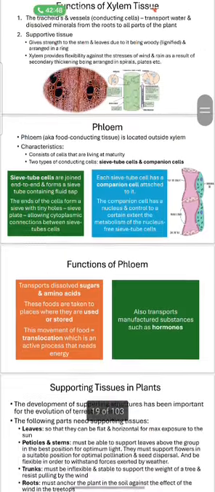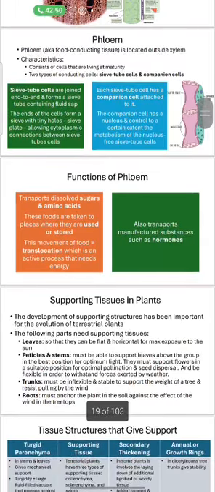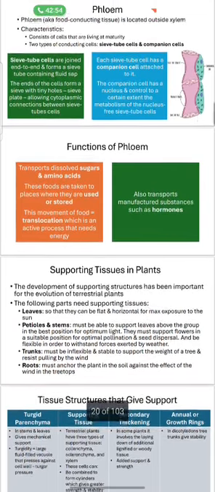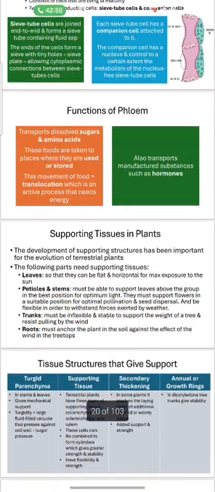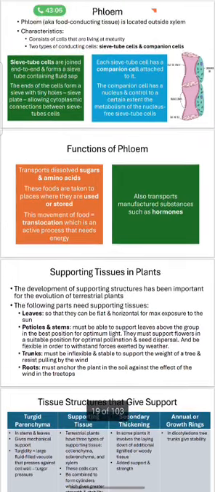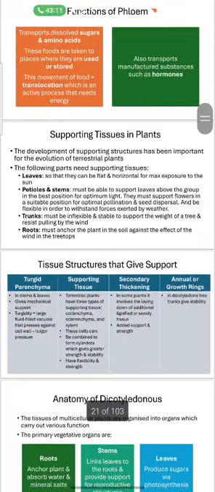Okay. Then the functions of phloem. It transports dissolved sugars and amino acids. These foods are taken to places where they are used or stored. This movement of food is translocation, which is an active process that needs energy. It also transports manufactured substances such as hormones.